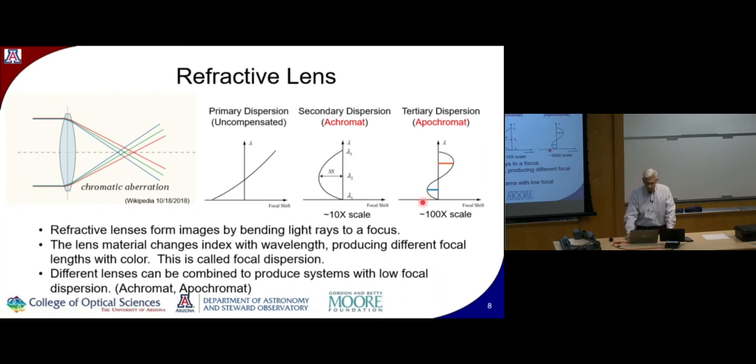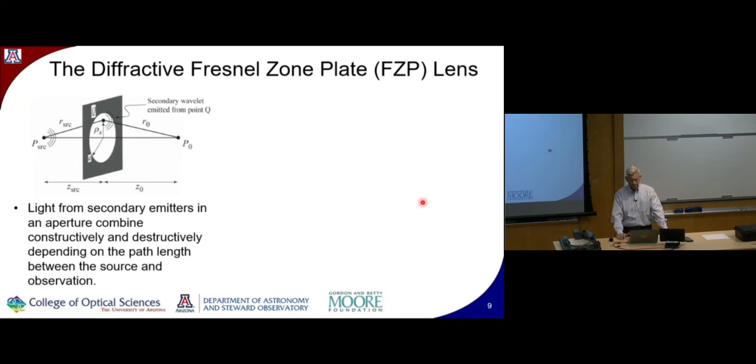Okay, very comparable to mirror systems. Now there's something else we need to talk about, which you may not have heard about, and that's a diffractive lens. What I'll try to describe in a few minutes is what's called a Fresnel zone plate. So instead of thinking about light as just geometrical rays, we want to think about interference of light.